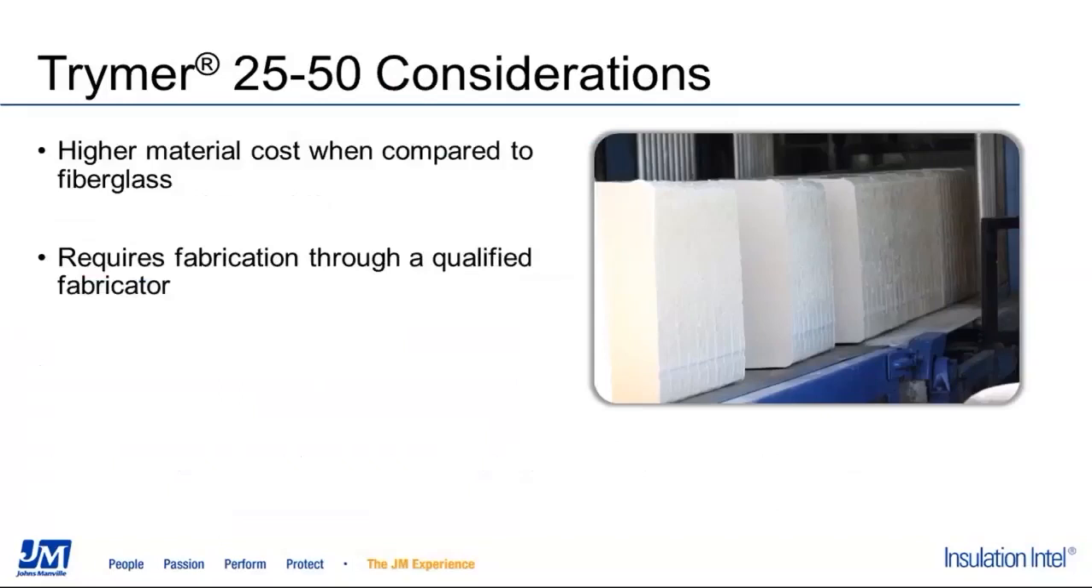Some considerations for Trimer 2550 is that it is a higher cost material than fiberglass, but it is a lower cost than any of the other materials that we're discussing, including phenolic, cellular glass, and elastomeric rubber. In particular, Trimer 2550 is much lower in material costs and total installed costs than cellular glass. Trimer 2550 is manufactured in large buns and requires fabrication into the necessary pipe shell shapes by a qualified fabricator.